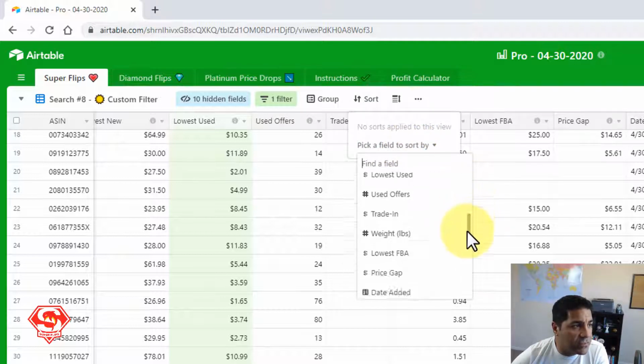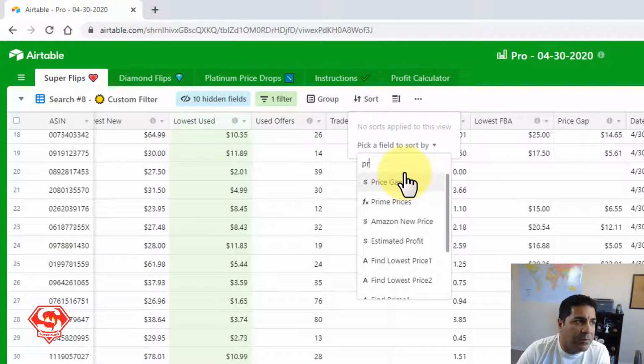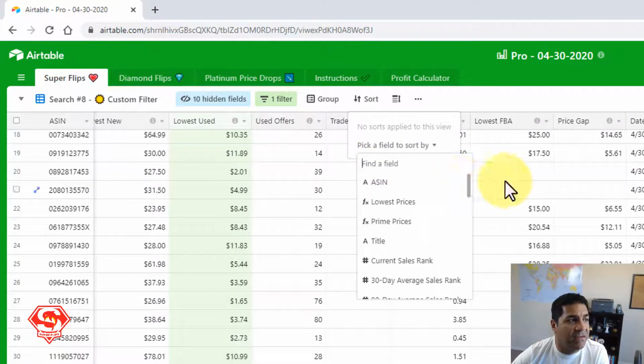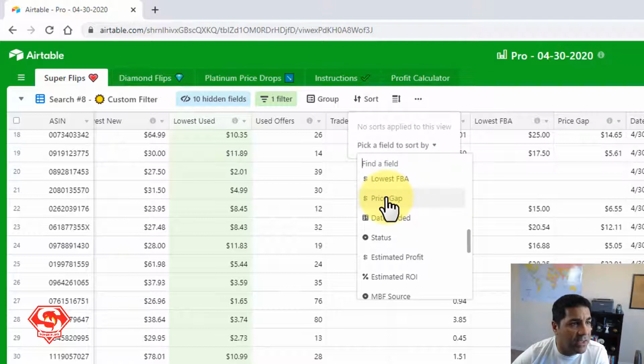Now you can scroll down and look for it. I don't like doing that. I like to do things quickly. So you can just start typing in PRIC, and there it is. It's right at the top now, price gap. All right, so that's just a tip. It doesn't matter. You could go like this and just look for it. Here it is, and click on it.